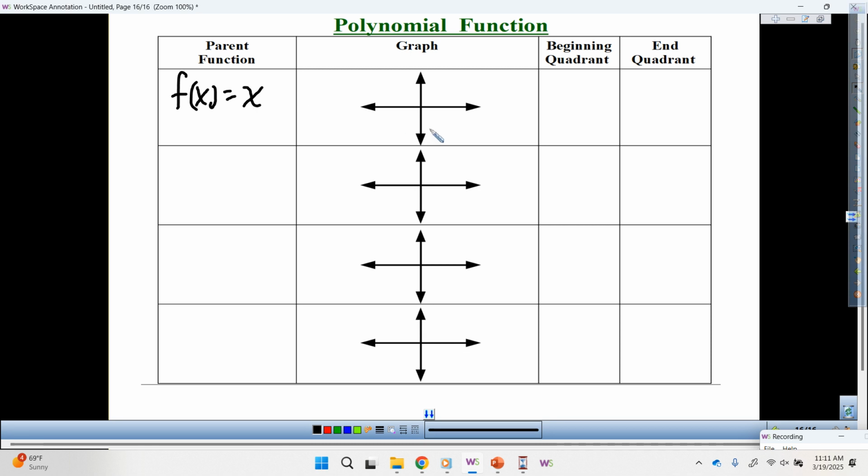And what does that look like? Like this, a straight line. Now, before I continue, look up. When you have a coordinate plane like this, it's broken down as follows. This section right here is known as quadrant 1. This one is quadrant 2. This one is quadrant 3. And this one is quadrant 4.